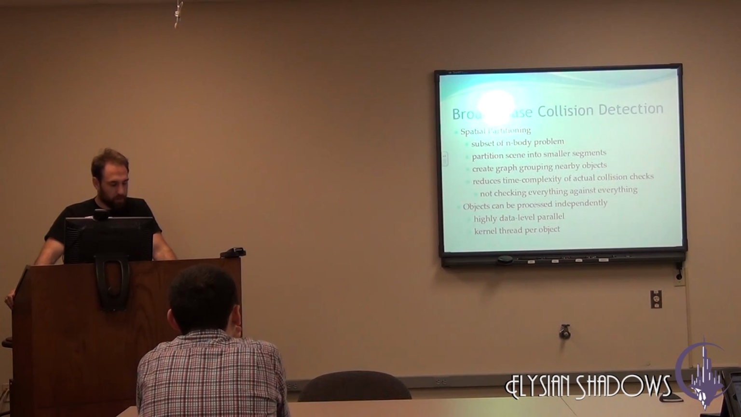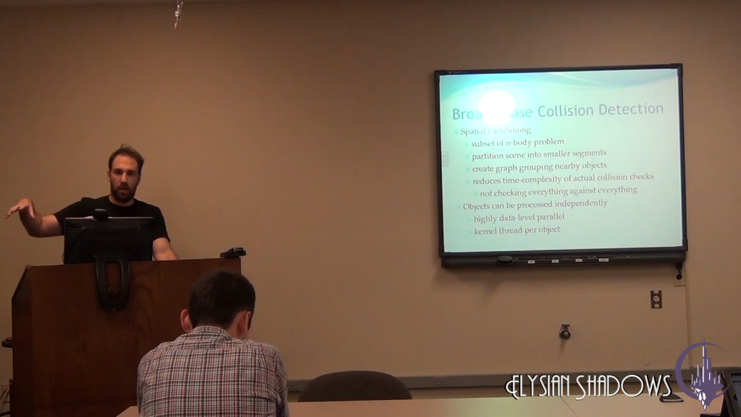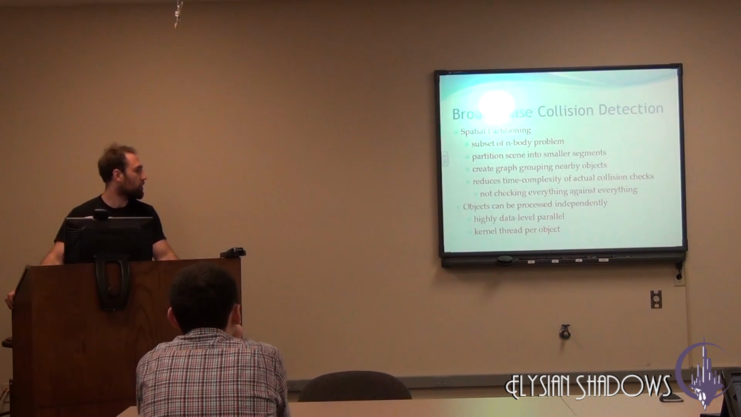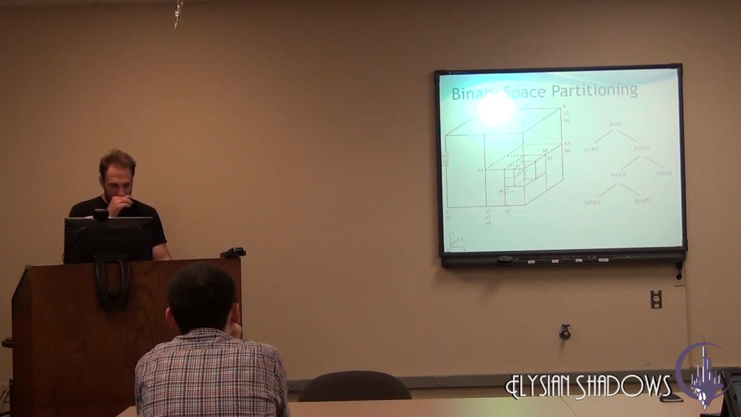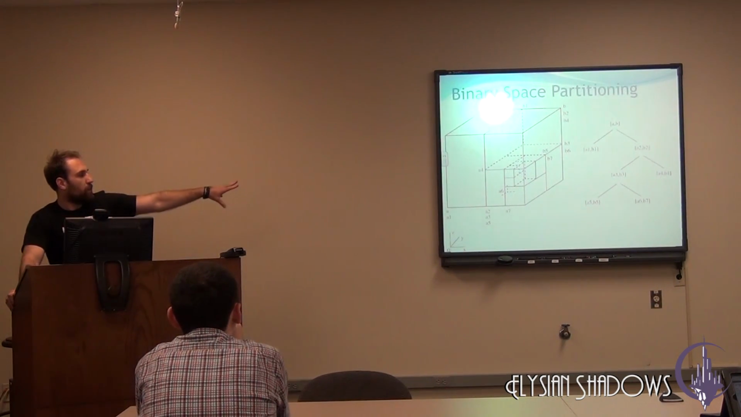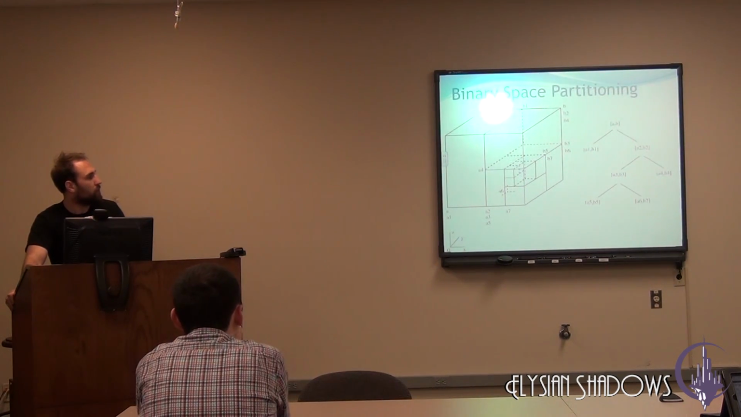As far as the processing for this, the objects can be done independently, so you can partition space or look at different objects and add them to your octree, or whatever data set type you want, in parallel. So that works really well. You can have a kernel executing per object. It's highly data level parallel. This is just a basic example. Binary space partitioning: you're just basically cutting space into halves every time, and then every child has two children representing the two halves within that subspace.